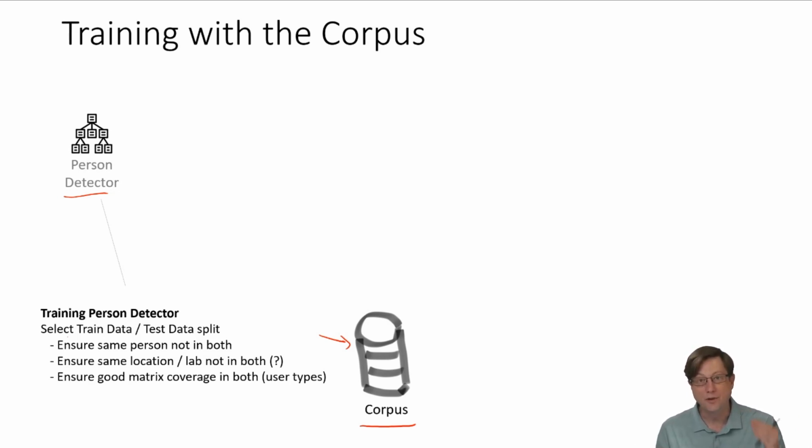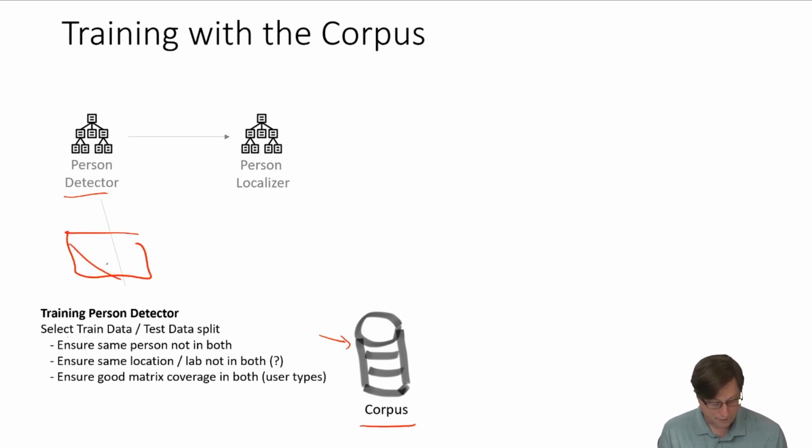Go find people with glasses, get them into the lab, and record them doing whatever it is. That's how you train the person detector. But now you have to train the person localizer. And remember, the detector is run first. The detector filters out a bunch of images. There's a whole bunch of stuff in your corpus that the person localizer is never going to see.